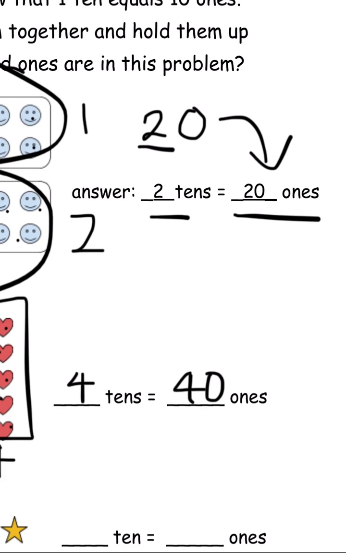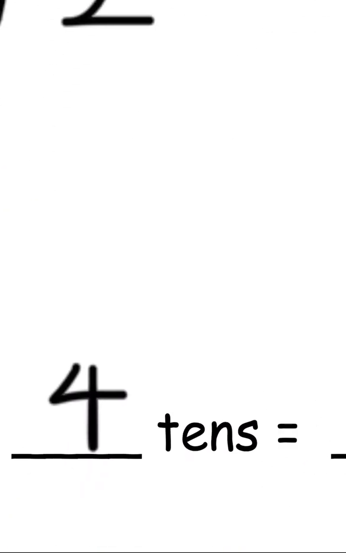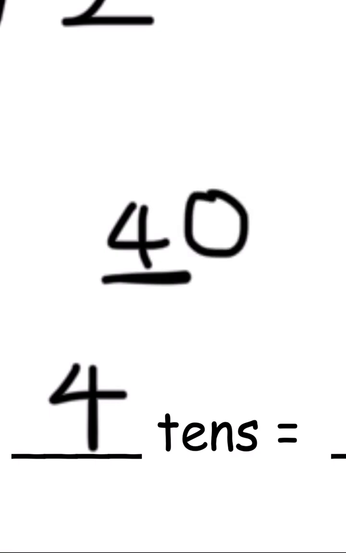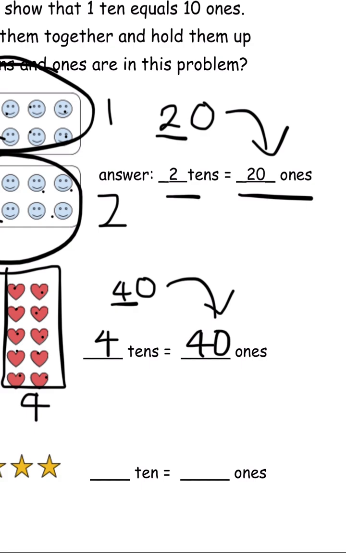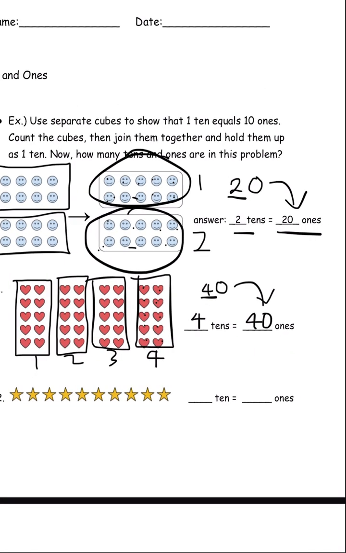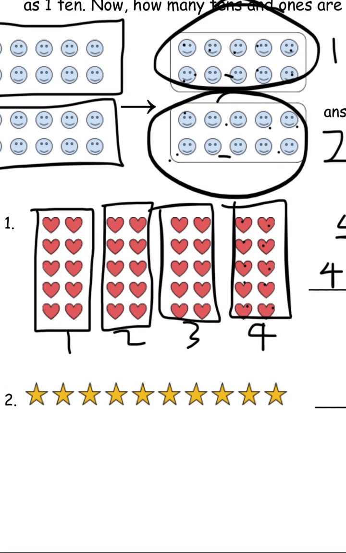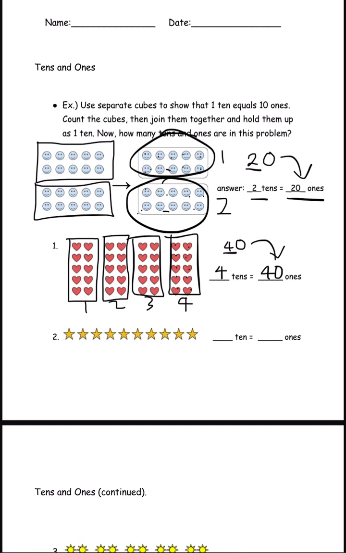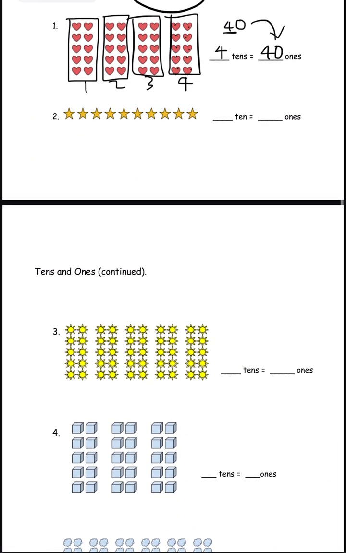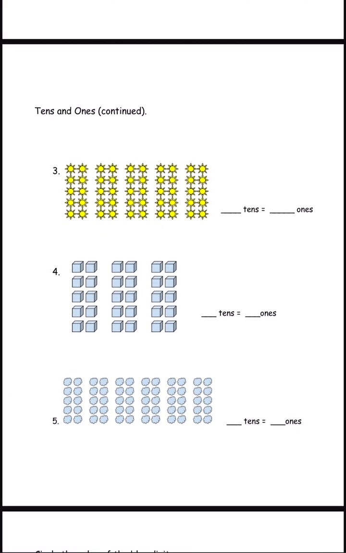Like the top one, tens means that it's going to be on the tens place, right? So it's going to be same as 40 ones. 4 tens is 40 ones, because when we count all of them, there's going to be 40 of them for each without grouping it. Okay, let's move on to the next page. So it's continued over here. Now let's look at number 3.